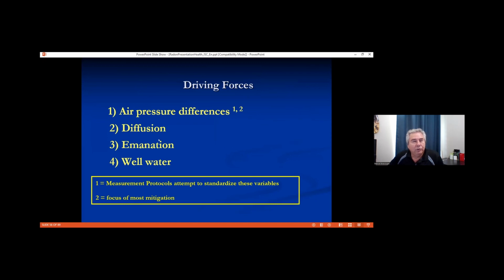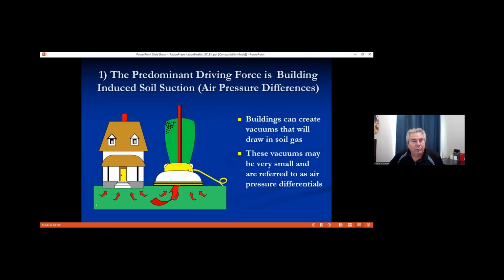We're going to talk about diffusion, emanation, and well water, which are other ways radon can get into your home. So again, remember in a home that we heat, we have a stack effect, which creates a suction in the lowest level of your home. We could say that it's actually lowering the pressure in the basement of your home, and the pressure in the soil is actually becoming higher at that point. It's pushing the radon into your home. So air pressure differences represent probably 90% of your infiltration of radon into your home. That's the major driving force.